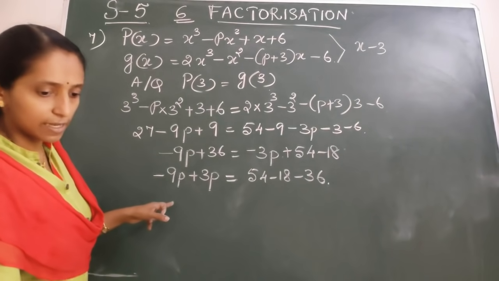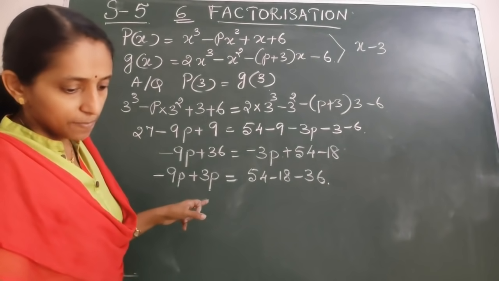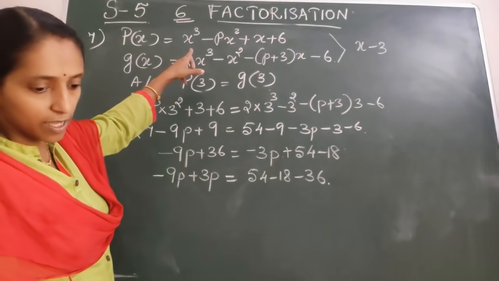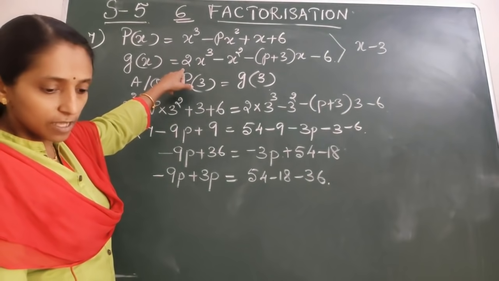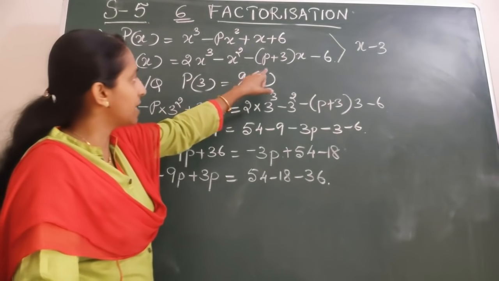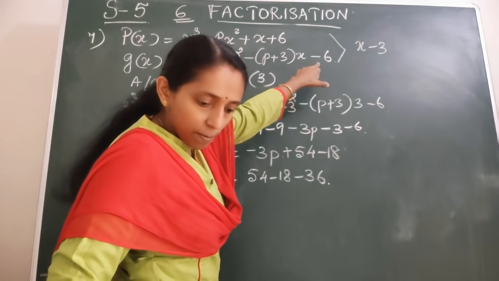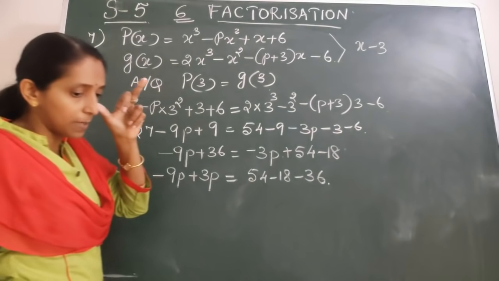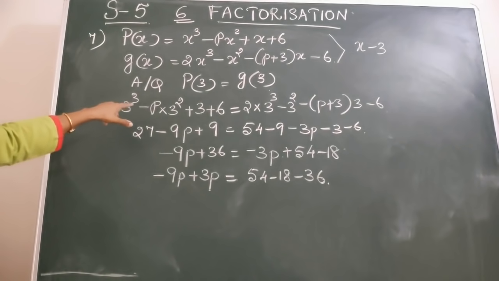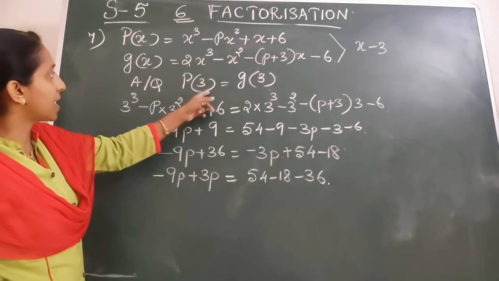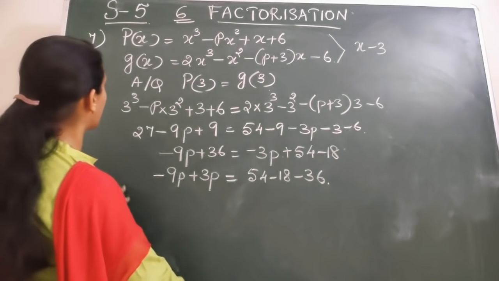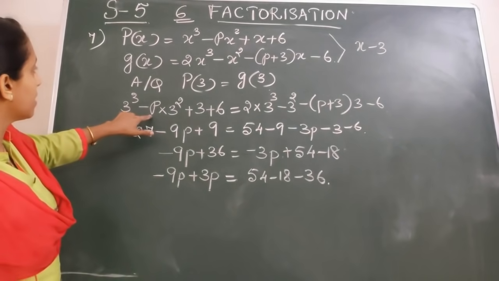Question is written correctly only, no? See there, 2x cube minus px square plus x plus 6. Then the second question, 2x cube minus x square minus p plus 3 into x minus 6 leaves the same remainder, then find the value of p. So you will take the value of p by taking p of 3. Sorry, p of 3, yeah, p of 3 means p is here.